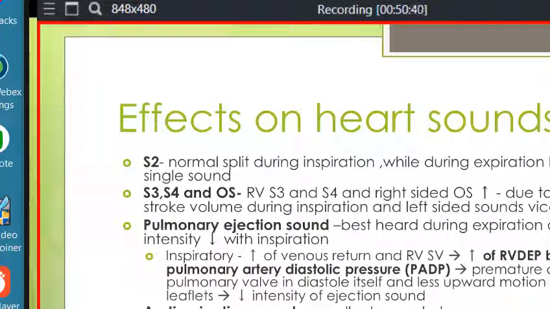The pulmonary ejection sound is decreased in inspiration because there's an increased venous return to the right side, the RV stroke volume is increased, and simultaneously there's an increase in RV end-diastolic pressure beyond the pulmonary artery diastolic pressure. As a result, there's premature opening of the pulmonary valve in diastole itself and less upward motion of the valve leaflets, causing a reduced intensity of the pulmonary ejection sound. The aortic ejection sound usually does not change with inspiration.